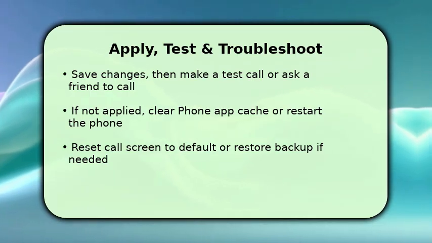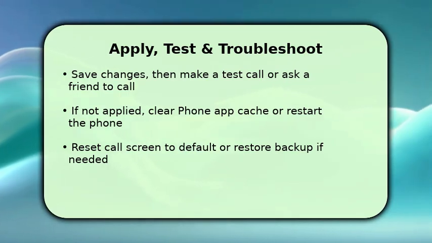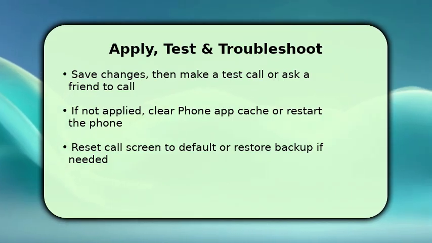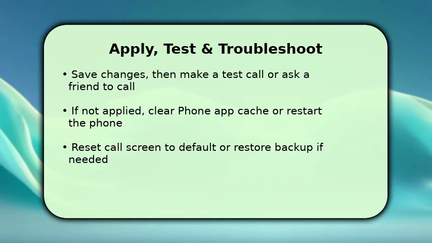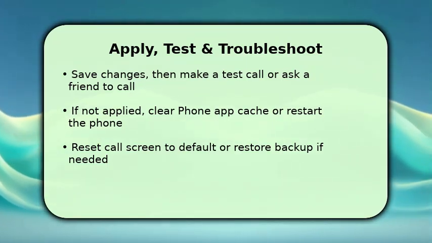If the change doesn't show, clear the phone app cache, check permissions again, and restart the phone to force the UI refresh. If problems persist, restore your backup or reset the call screen settings to default and retry. One key troubleshooting tip: uninstall recent theme or launcher apps that may override MIUI call screen behavior.